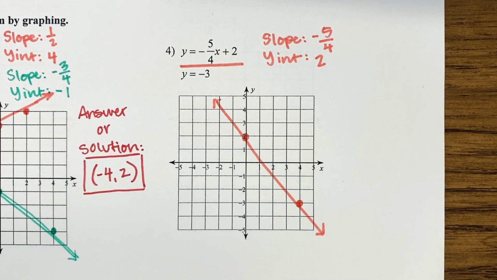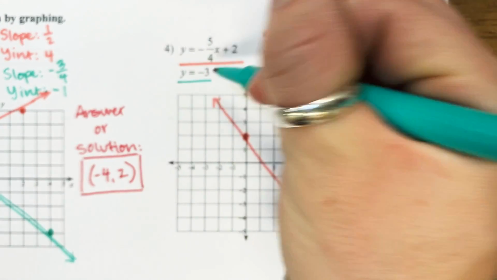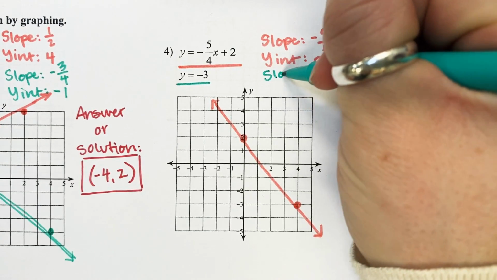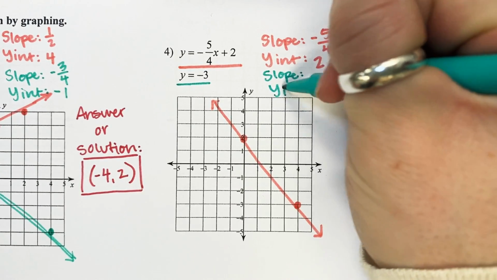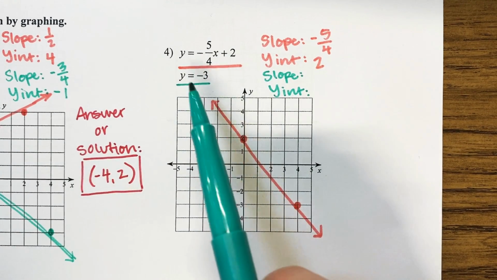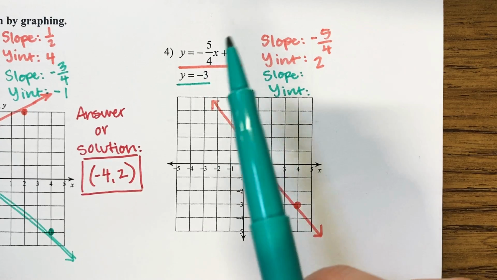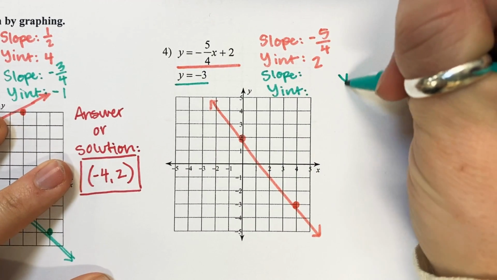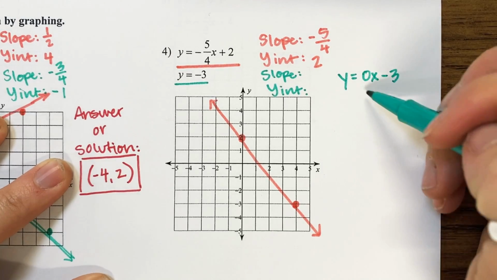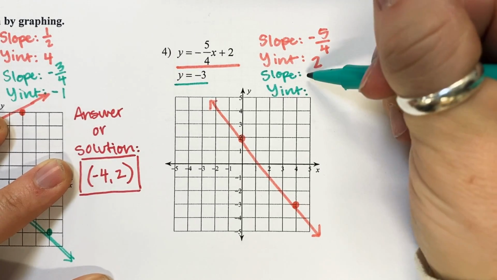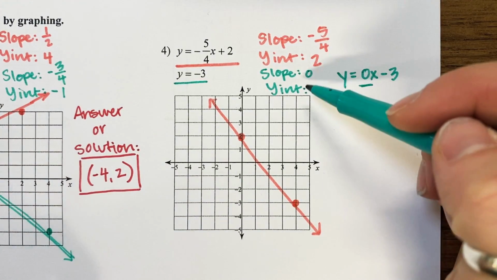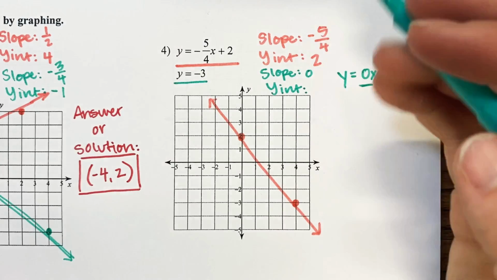Now let's do our green line. This one's kind of weird. What is our slope and our y-intercept? If you guys remember, where is my x? Where's my x in this green one? It disappeared, or in other words, it was multiplied by 0. So my slope is 0. And my y-intercept is the number by itself, so -3.